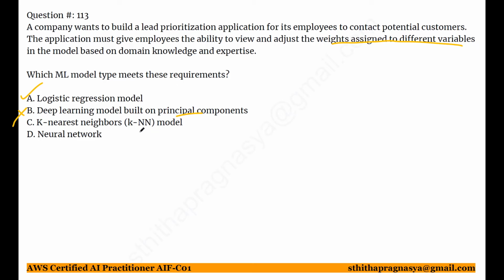weights. And KNN is a non-parametric model that makes predictions based on the similarity of data points in the feature space. It does not use weights or coefficients for variables, making it unsuitable for scenarios requiring adjustment of weights. Forget about it. And neural networks are complex models with many layers and parameters. While they are powerful for complex tasks, their weights are not interpretable, and manual adjustment of weights by employees is infeasible. So this is not the right answer, as neural networks lack transparency and practicality for manual weight adjustment.